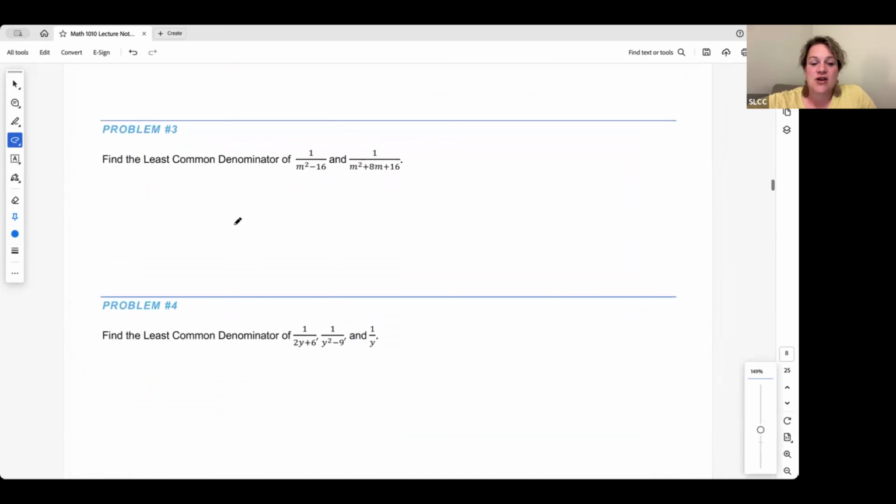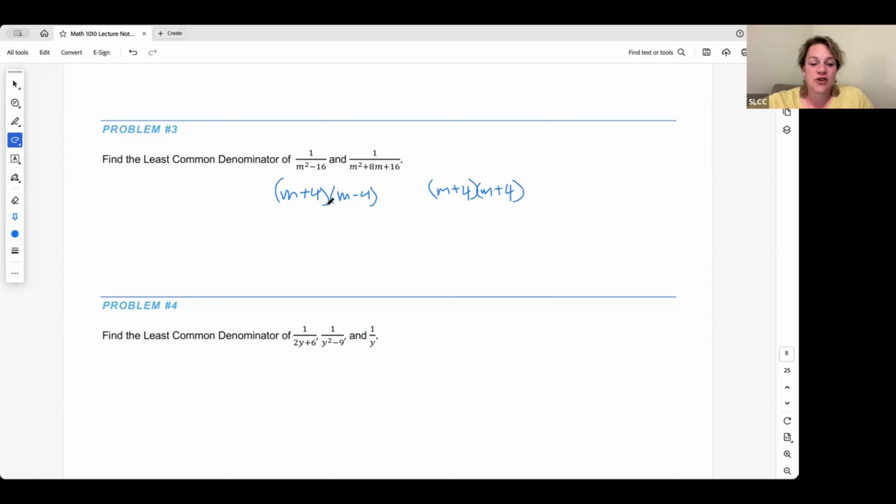Find the least common denominator of m squared minus 16 and m squared plus 8m plus 16. What should we do first? Factor. We notice this is the difference of squares, so m plus 4 times m minus 4. Those are the two factors. And then of the trinomial, we'll set up our template. We'll put m times m. And we notice 16 is positive, so it's either both positive or both negatives to multiply to get 16, but the 8 is positive, so we know they're both positives. Two numbers that multiply to give you 16 and add to give you 8 would be 4 and 4.